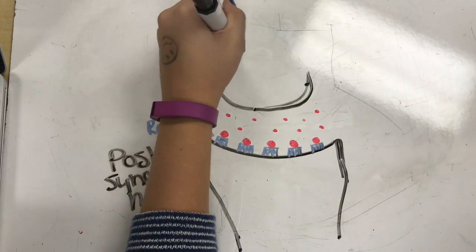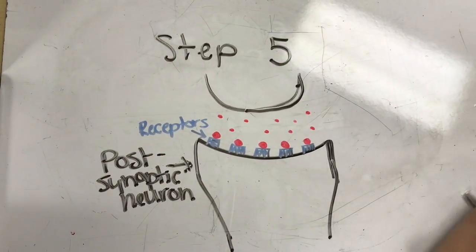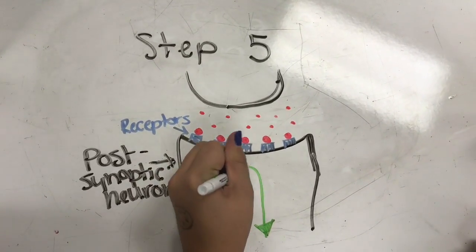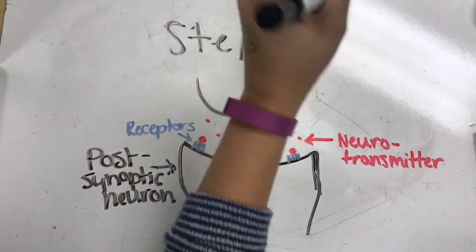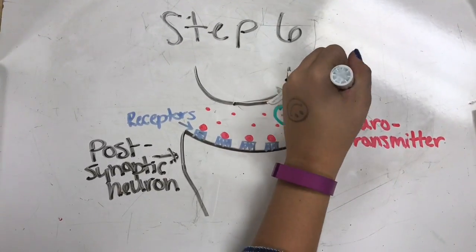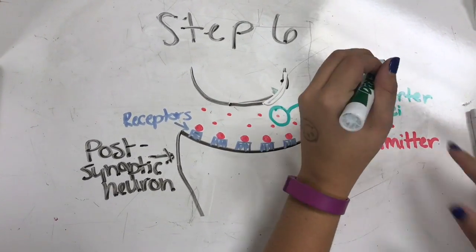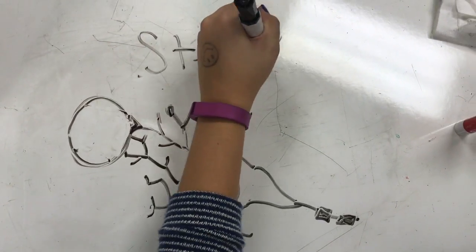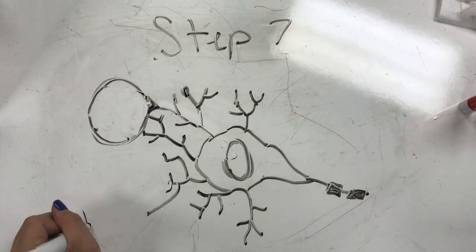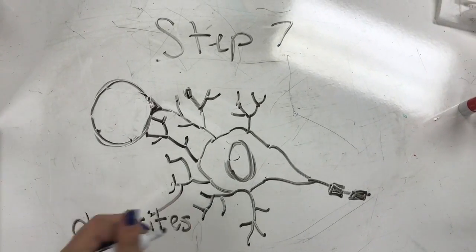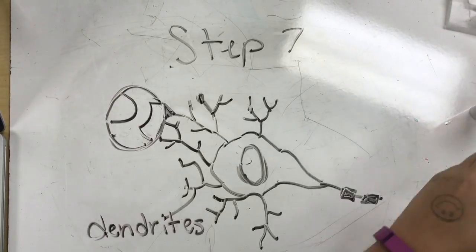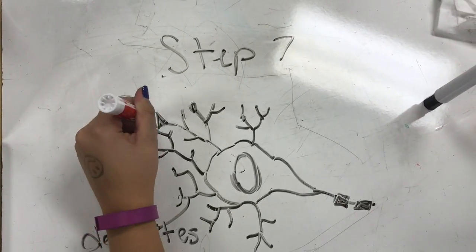In step 5, an action potential passes along the postsynaptic neuron away from the synapse. Step 6, the transporter proteins move the neurotransmitter back into the presynaptic neuron. The last step is step 7. Neurotransmitters are released from the receptors and are received by the dendrites on the following motor neuron, which picks up the electrical nerve impulse and sends the impulse to the cell body, also known as the soma.